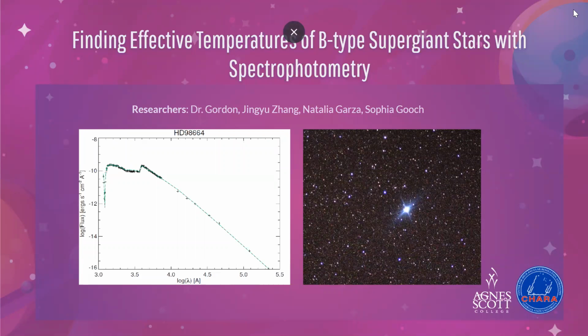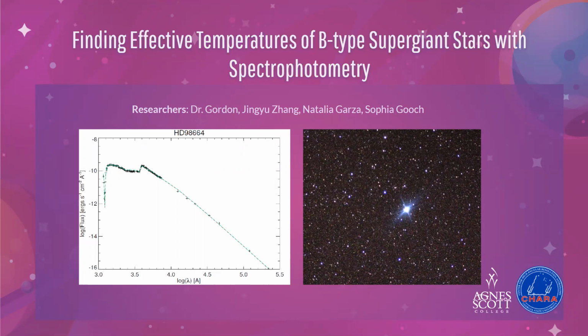Hello everyone. Today I'm going to present our summer research for astronomy. The title is Finding Effective Temperature of B-type Supergiant Stars with Spectrophotometry. My name is Jingyu and we're from Agnes Scott College.